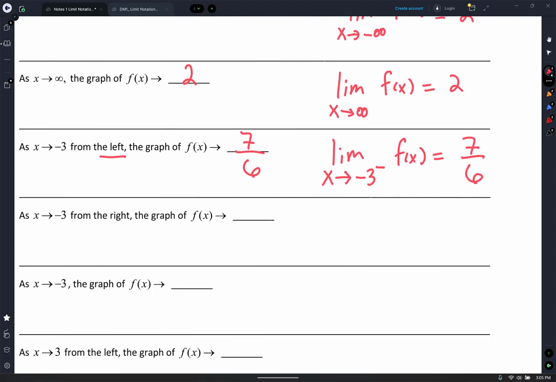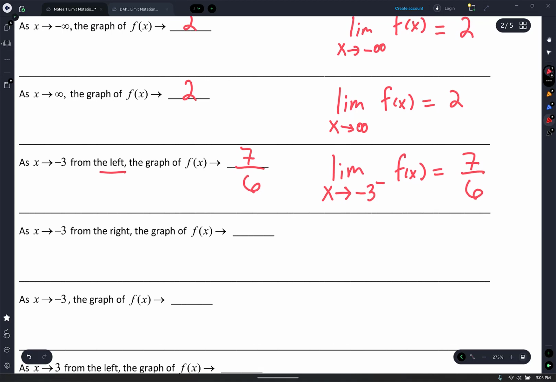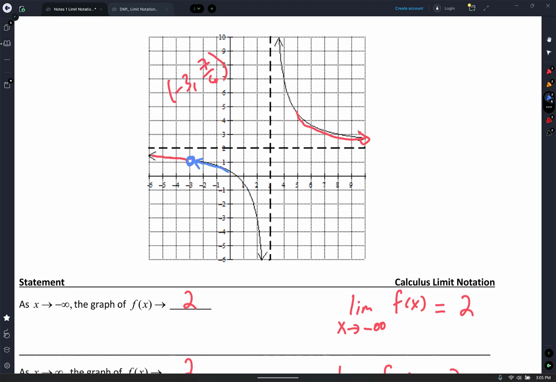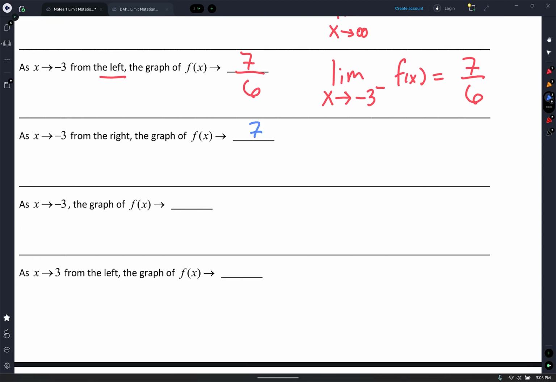As x approaches negative 3 from the right, the graph of f of x approaches. So let's see, negative 3 from the right. So here it is, negative 3 from the right. What am I approaching? The same hole, 7/6. So then we're going to write limit as x approaches negative 3 from the right of f of x, and it's the same deal. How do we feel? All right.